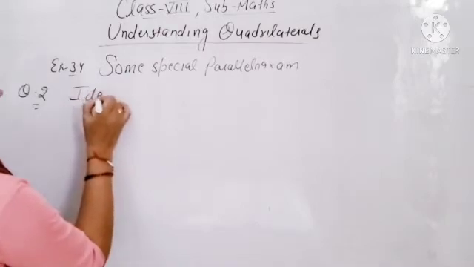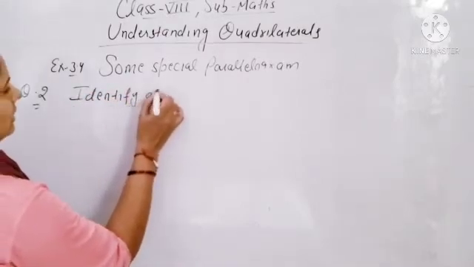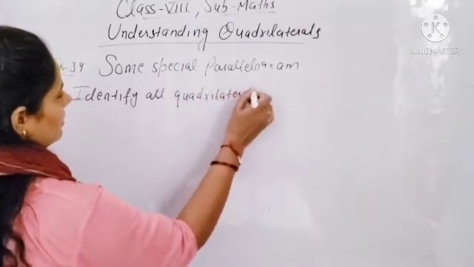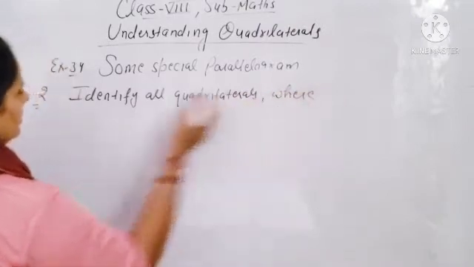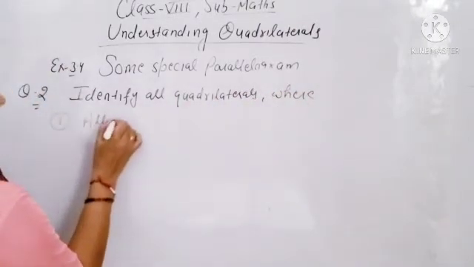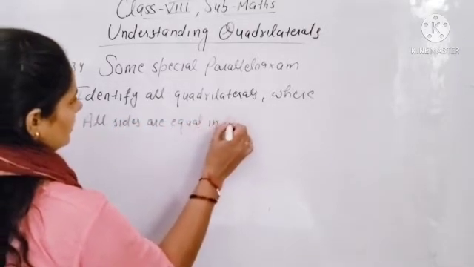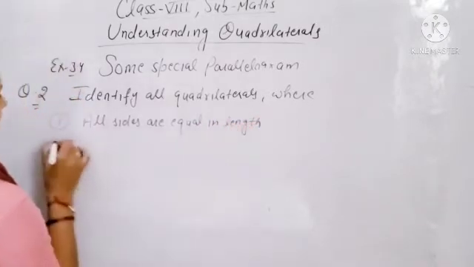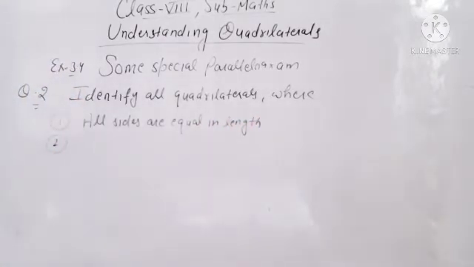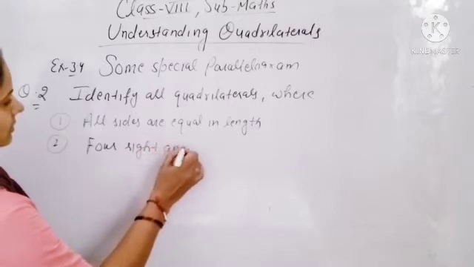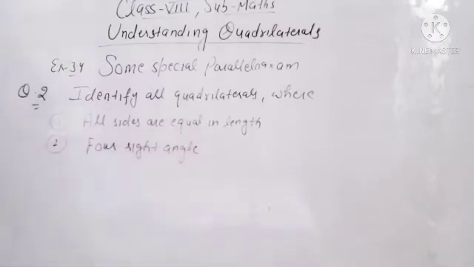Identify all quadrilaterals where the first one is all sides are equal in length, the second one is four sides of equal length, and the next one is four right angles. Clear? So simple, all the sides are equal in length.